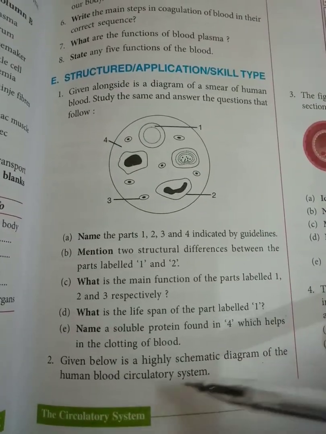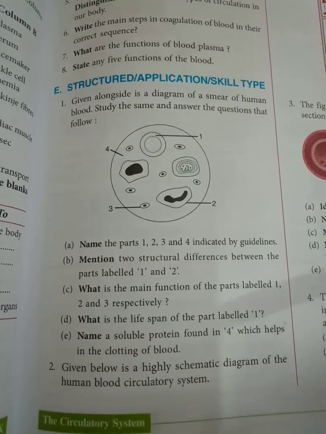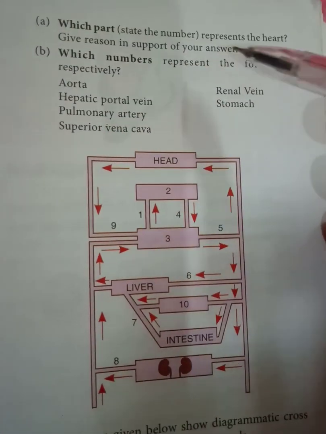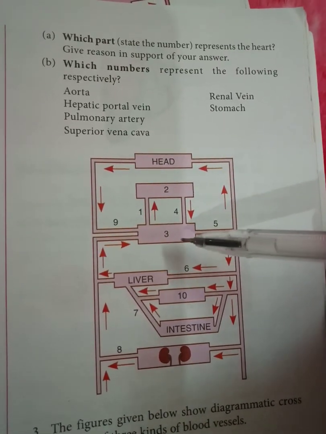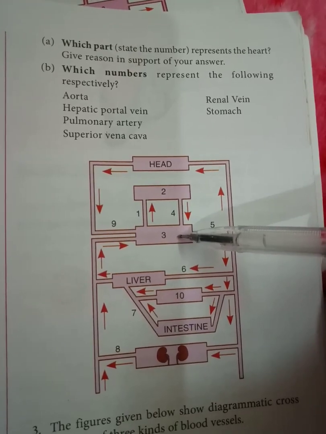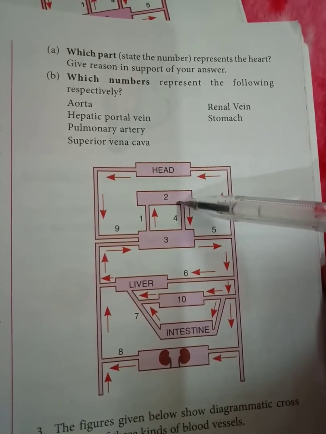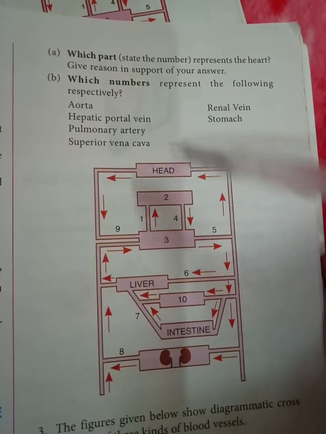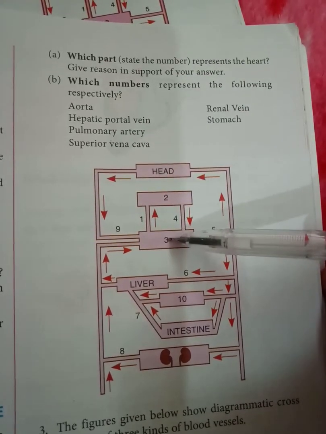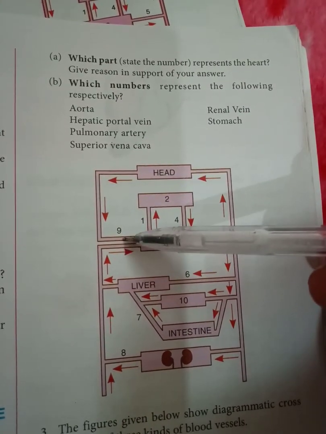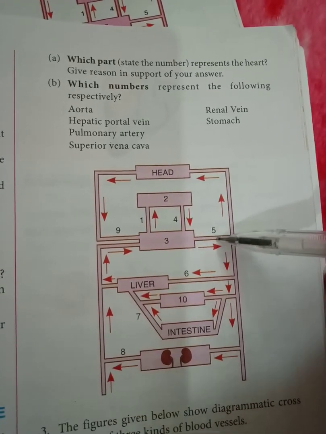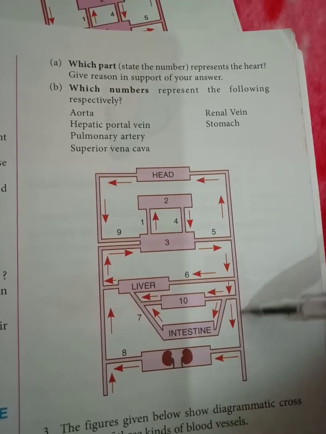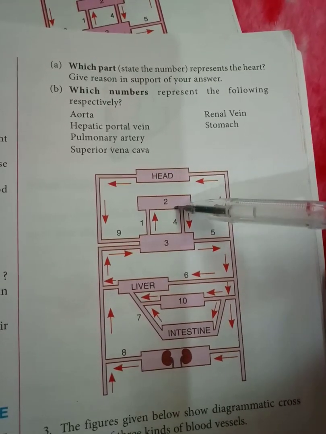Then given below is a highly schematic diagram of the human blood circulatory system. Which part, state the number, represents the heart? This represents the heart that you can see. These are lungs. Number 3 represents the heart. They have to ask number-wise. Reason: the superior and inferior vena cava are entering it, and the dorsal aorta is arising, supplying blood to the whole of the body, and these are the lungs.